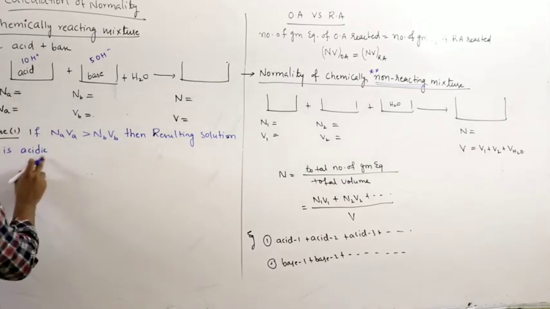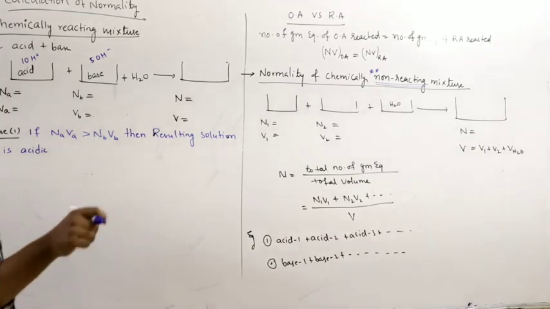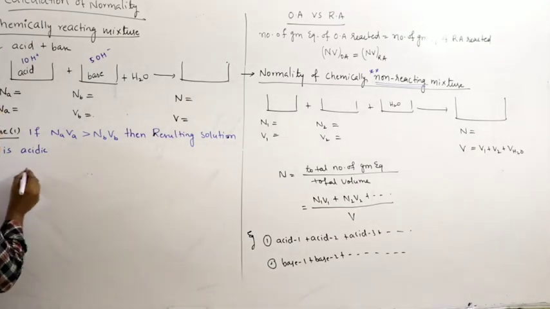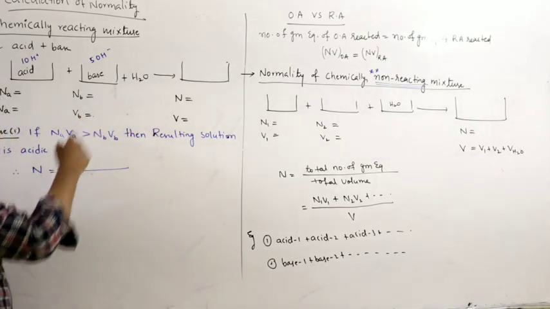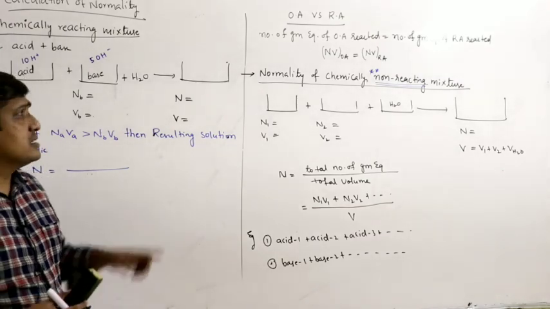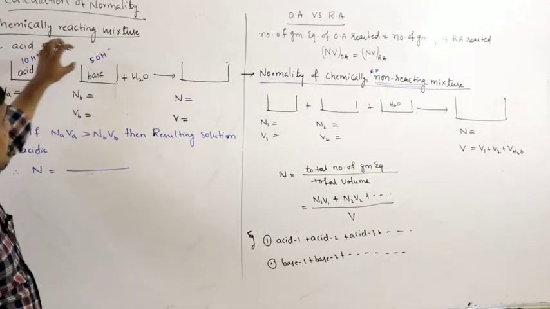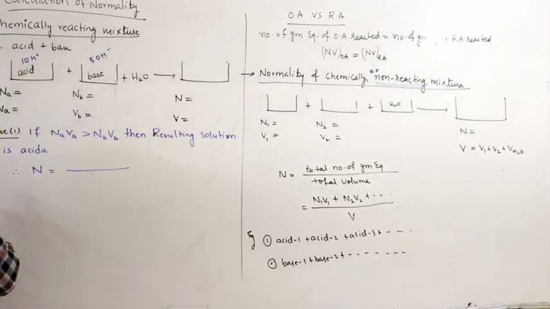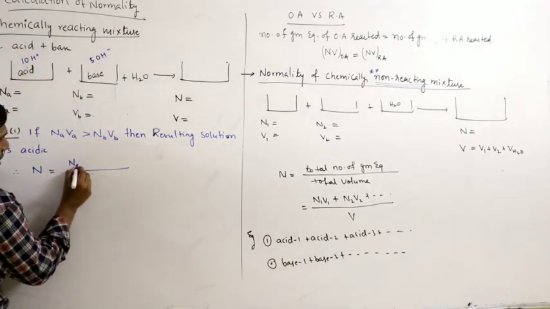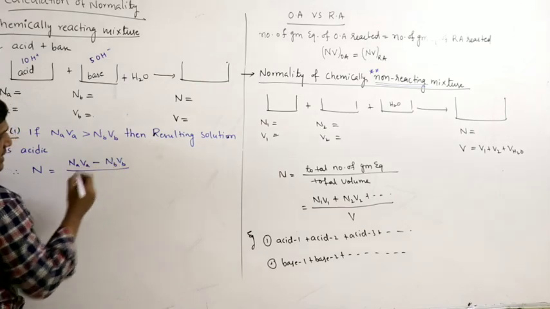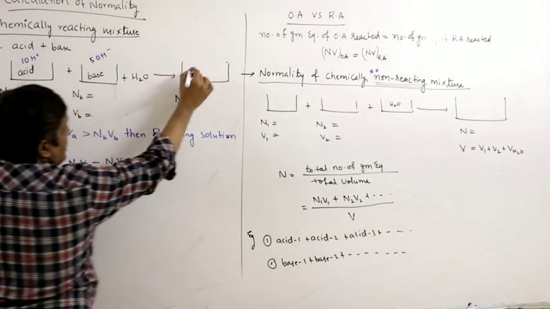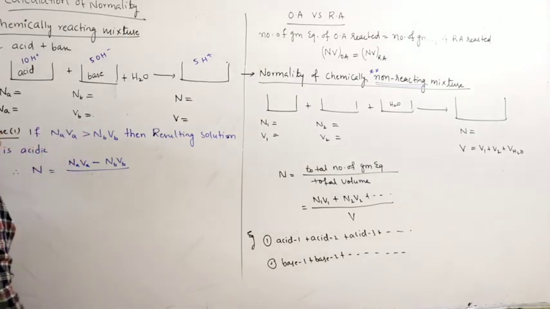Why am I saying acidic? Because it still contains unreacted H plus ions. Therefore, the normality of the final solution is equal to the net H plus ions, 5. How did you get that? 10 minus 5. What is this 10? That is equal to NaVa. So NaVa minus NbVb, why minus? Because they chemically react. 10 minus 5, it contains 5 H plus ions by total volume. Right? Now case 2.